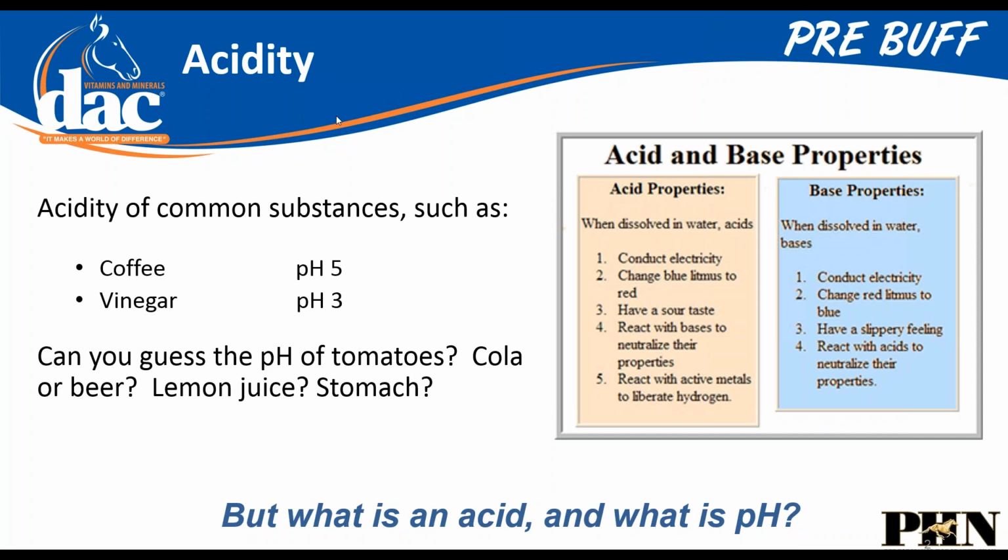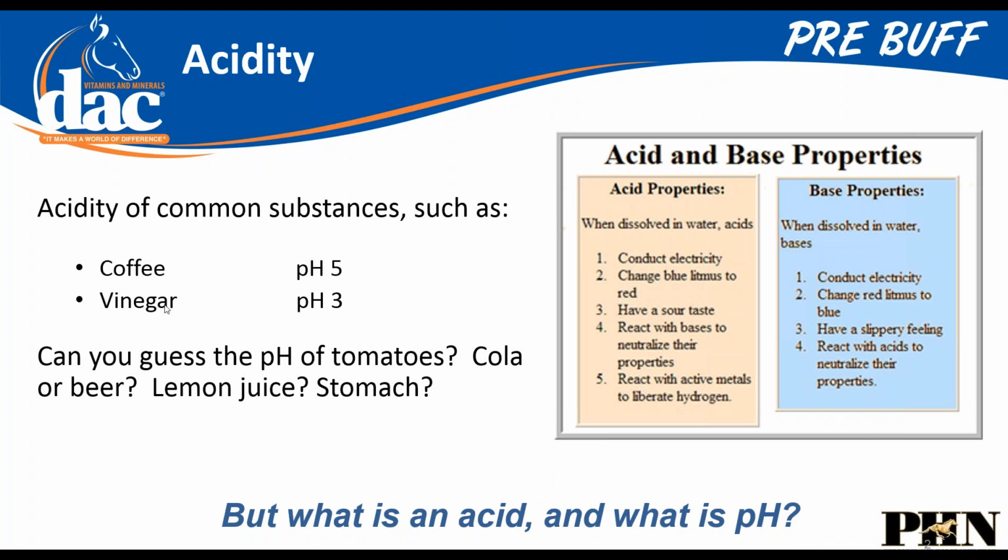So for example, some acidity levels of some common substances. Coffee. A lot of people drink coffee, and it's got a pH of about 5. And if that sounds like gobbledygook to you and you're like, I don't know what that means, don't worry, we will discuss exactly what it means. I think it's really important before we try to fix a problem that we understand what is causing the problem and the nuances around that.